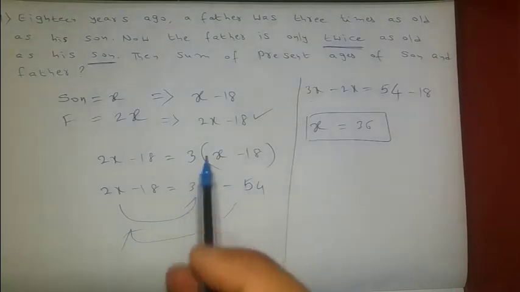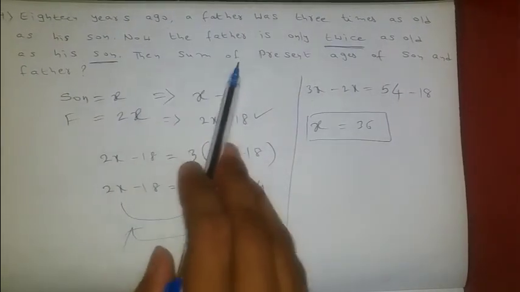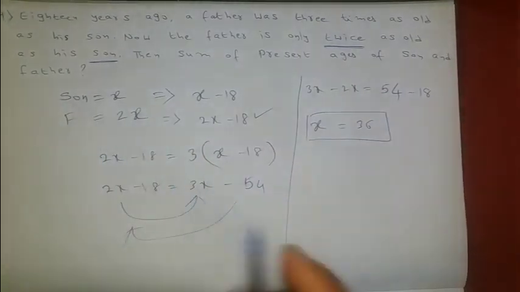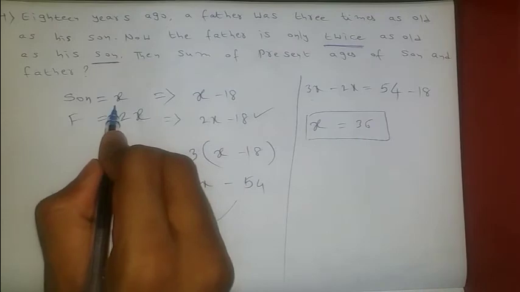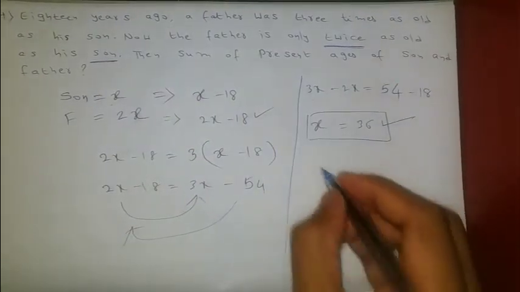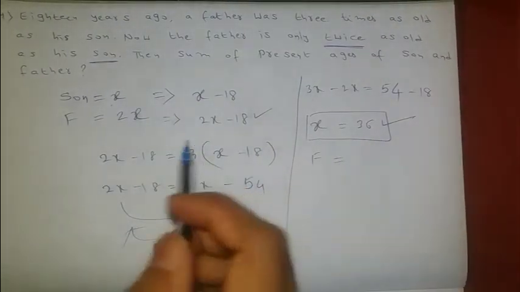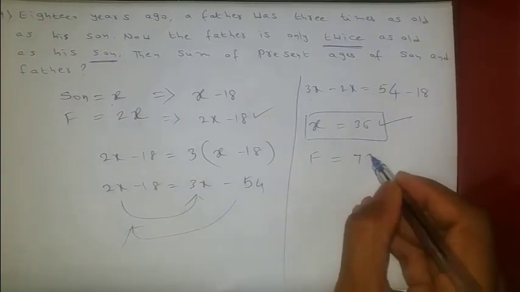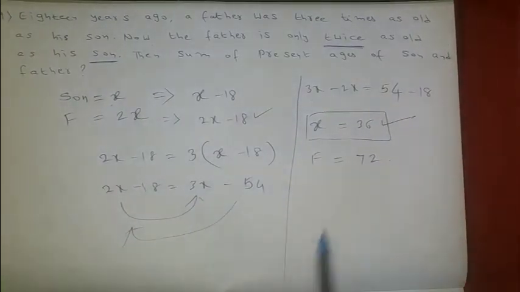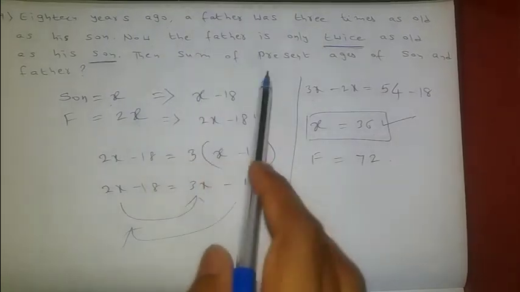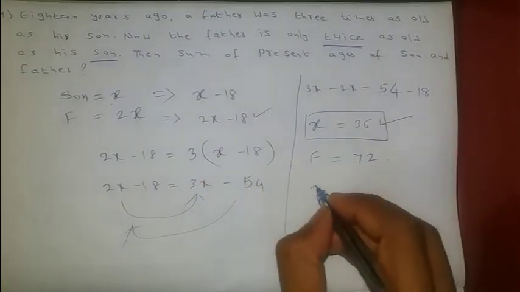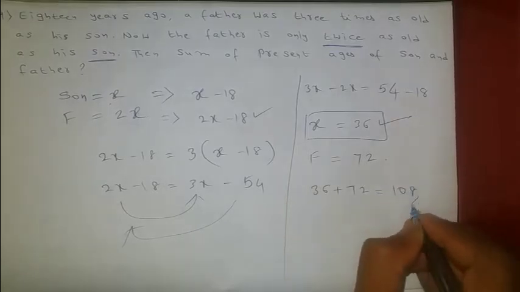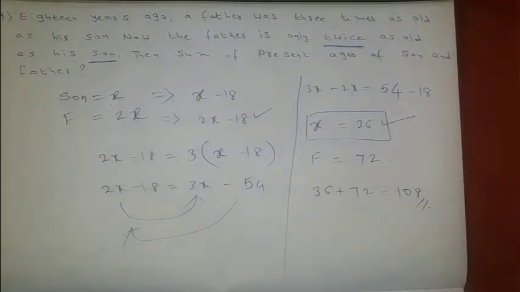Then what is being asked in the question exactly? What is the sum of the present ages of son and father? x is nothing but the son, so the son's present age is 36. Then what is the father's present age? 2 into x, 2 into 36, 72. Then he is asking what is the sum of the present ages. That is 36 plus 72, nothing but 108 years.